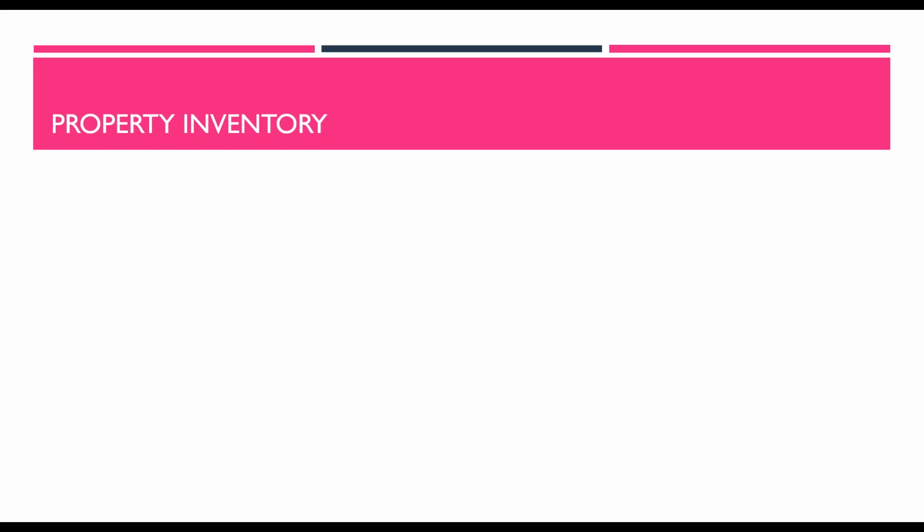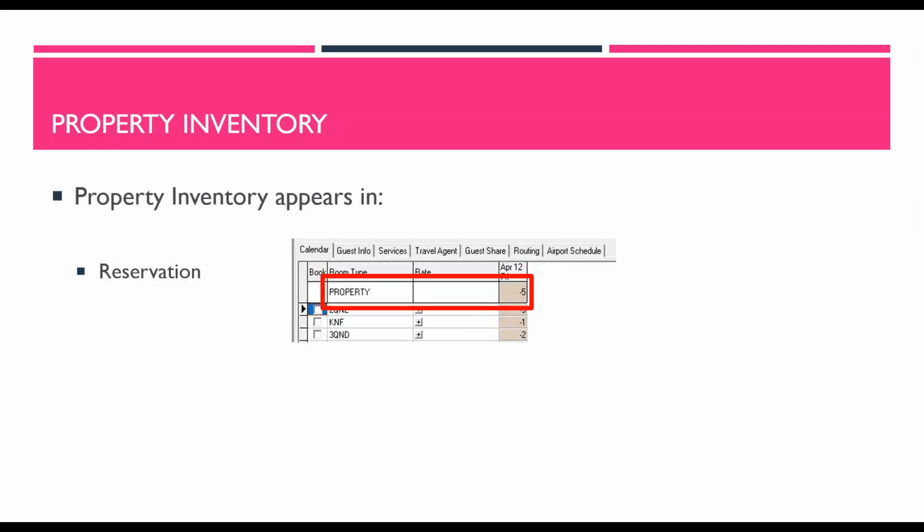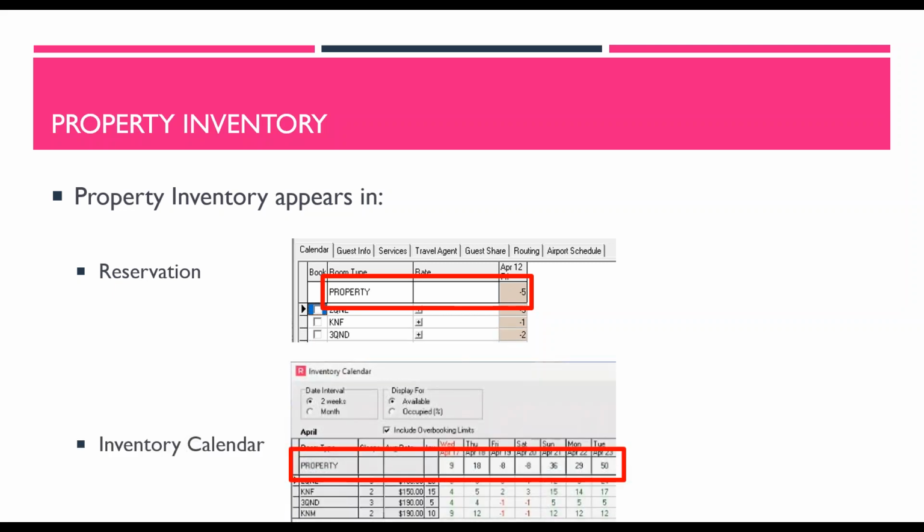The first item to consider is that the property inventory is now a new line item that will appear as part of the overbooking tool. This new property inventory line item appears during a reservation. We can see it here appearing at the top of our inventory calendar availability while making a reservation or editing an existing reservation. This line is also a new addition to the inventory calendar. It will also appear as a top line item when viewing inventory for individual dates.